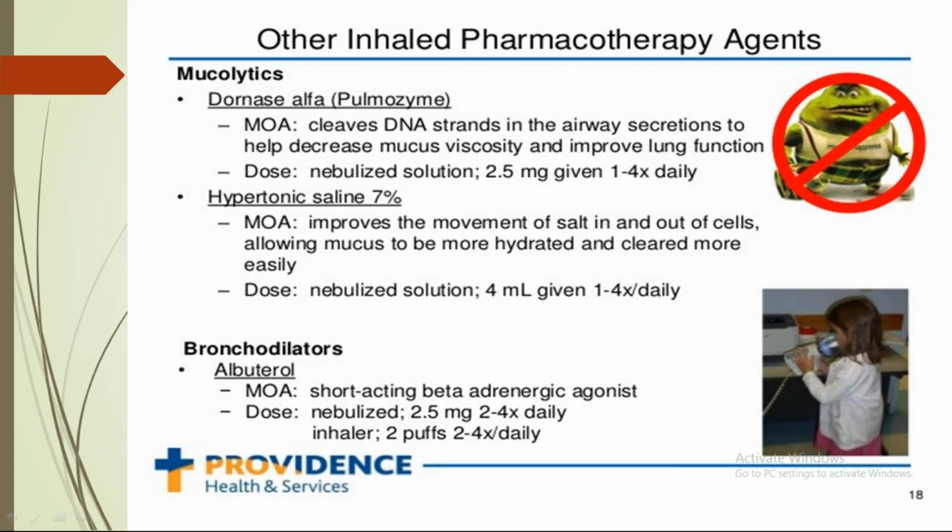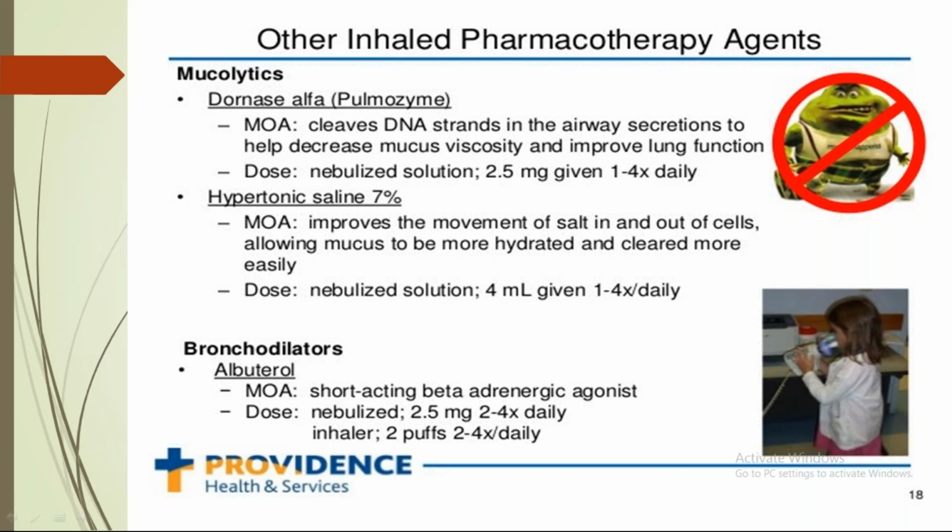Coming to the other inhaled pharmacotherapy, mucolytics. The mucolytics include Dornase alfa, also known as Pulmozyme. Its main mechanism of action is that it will cleave the DNA strands in airway secretions to decrease mucus viscosity and improve lung function. It is given in a dose of 2.5 mg 1 to 4 times daily in a nebulized form.